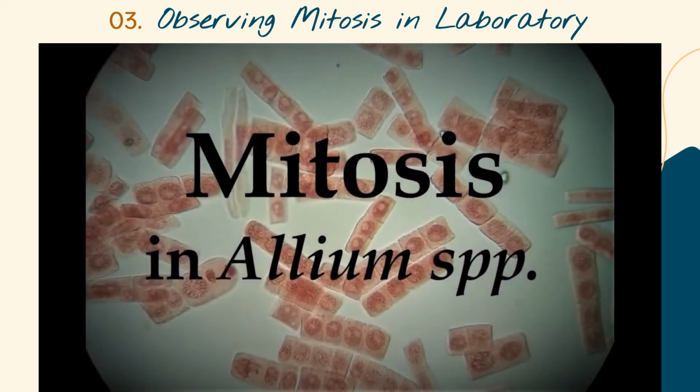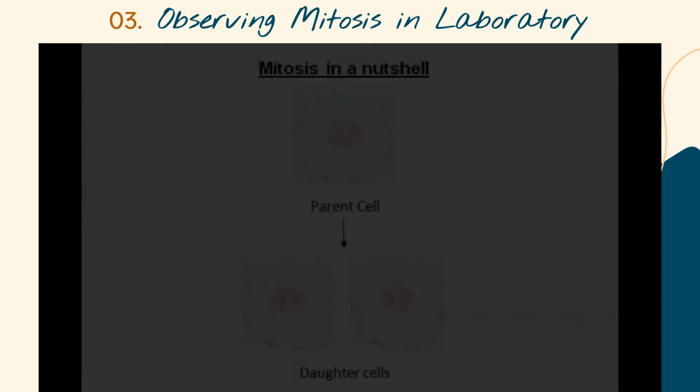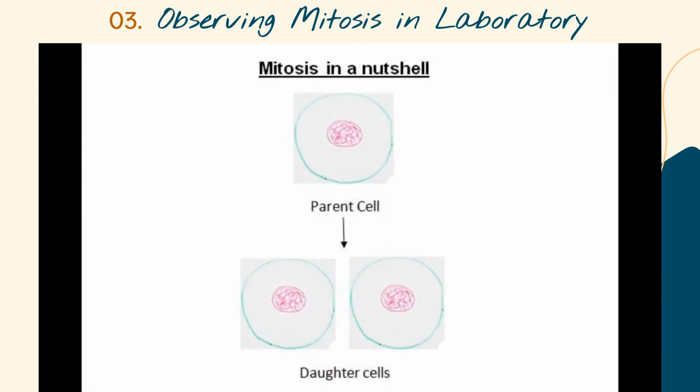In this video, we'll be preparing root tips of Allium species to observe cells in various stages of mitotic division. Mitosis is one of the stages in the cell cycle where the chromosomes of a cell replicate and separate to eventually form two genetically identical cells. Unlike in meiosis, chromosome number is maintained in both the daughter cells.